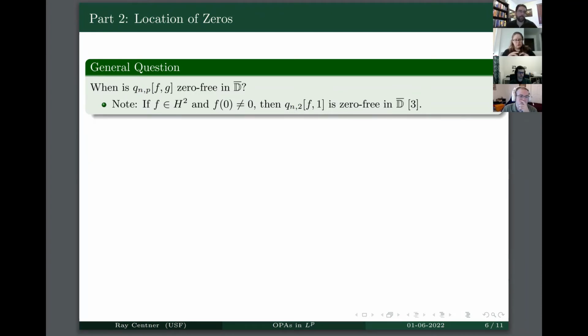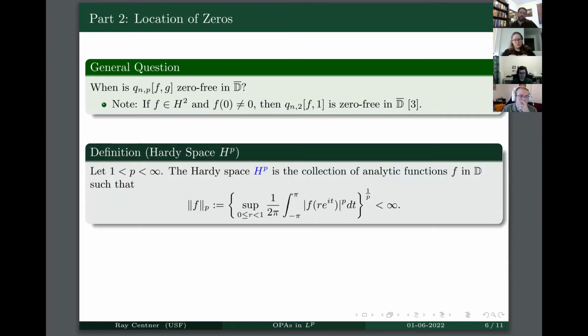Since we're, in this case, talking about H2, I want to next move on to possibly HP. Just recall the Hardy space HP is the collection of analytic functions in the disk so that, again, this supremum is finite, and that defines the norm on the function.